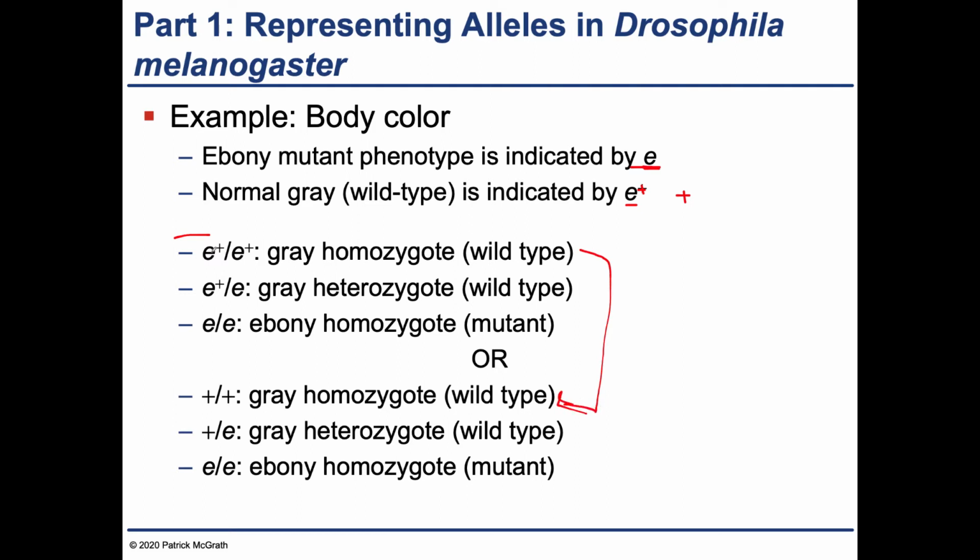So in this case, homozygotes for the wild type can either be E plus E plus, and then another way to do it is plus plus. I don't want you to have to really memorize the rules of allele names yet, but we start to see that there are a lot of different ones. So allele names no longer follow set rules, and you're going to have to get used to the fact that there are a lot of different naming conventions for how to name alleles.